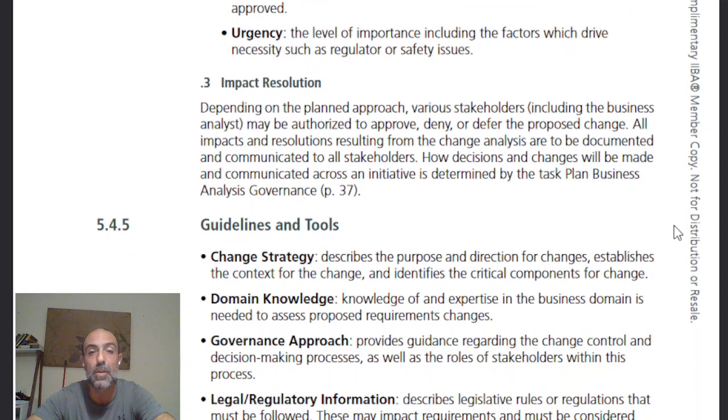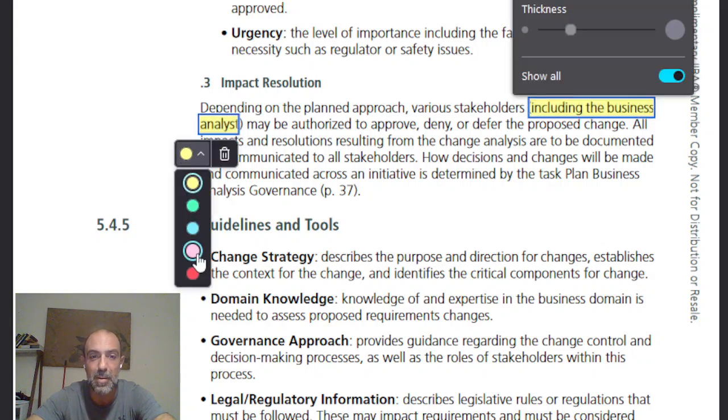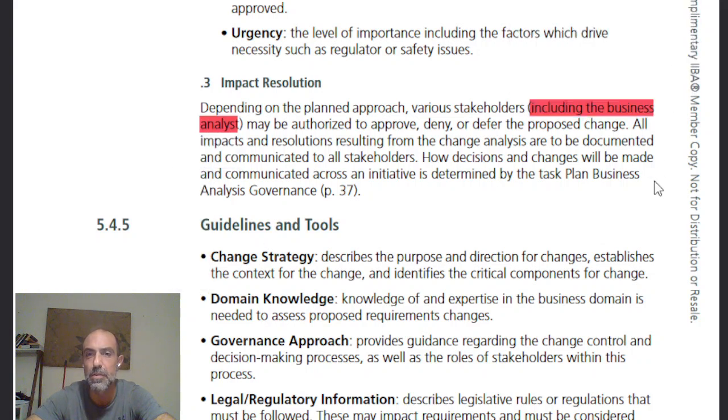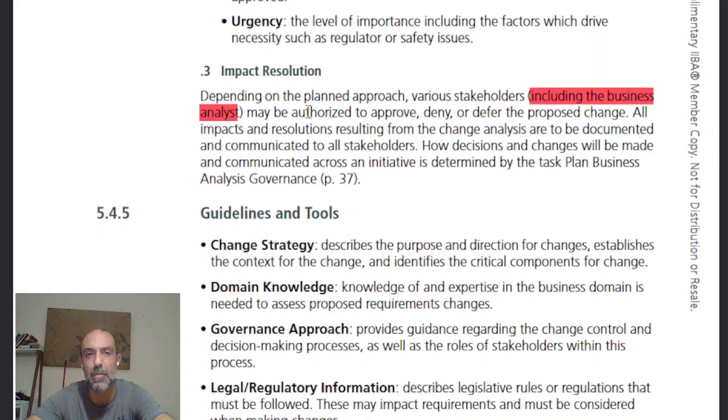Impact resolution: depending on the planned approach, various stakeholders, including the business analyst, may be authorized to approve, deny, or defer the proposed change. Cool, man. We actually get some power here. You see this? Look at this, baby. I'm gonna give it red. Gonna give it red. We actually have authorization. Maybe authorized to approve.